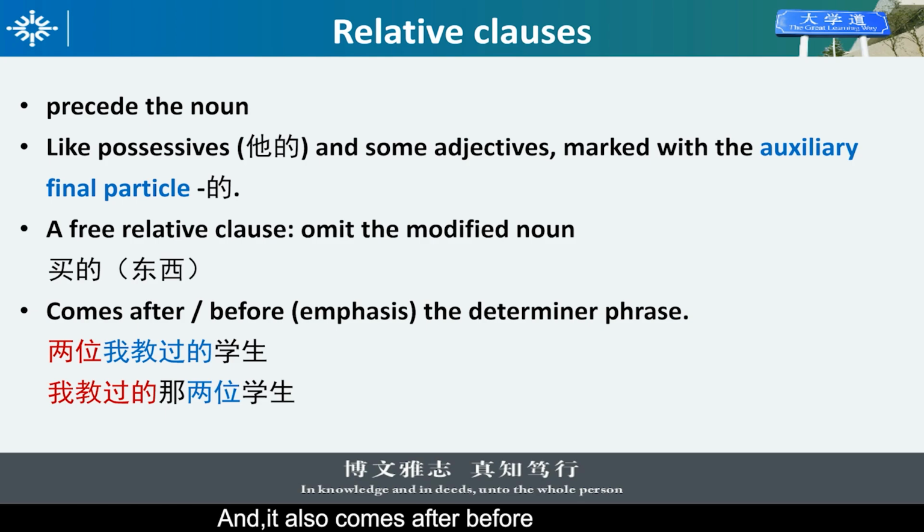And it can also come after or before the determiner phrase, depending on which part you want to emphasize. Compare this pair of examples: 两个我教过的学生, 两位我教过的学生, or 我教过的那两位学生. 我教过的那两位学生 means those two students that I have taught. The sequences are different and depend on which part you want to emphasize. Usually the first part is emphasized.